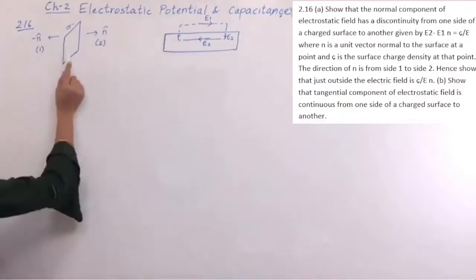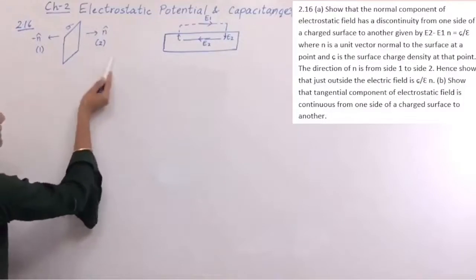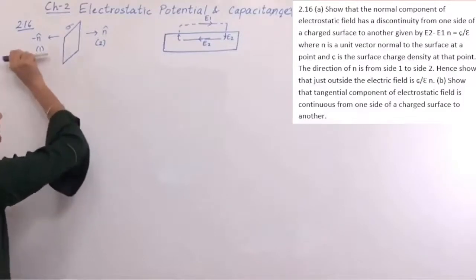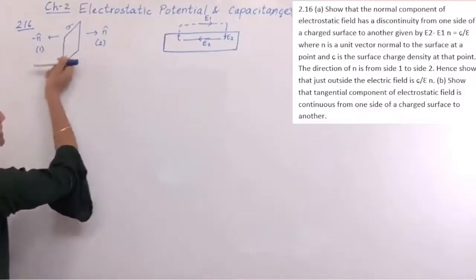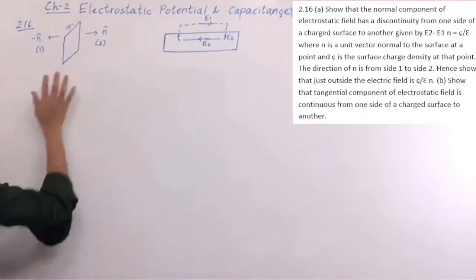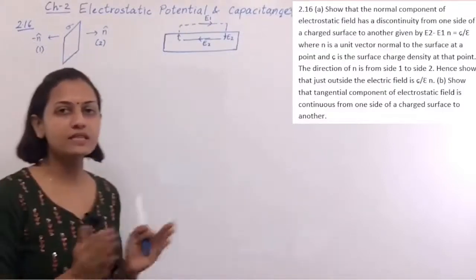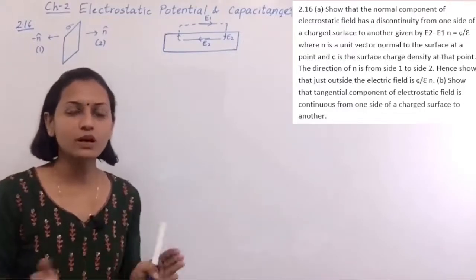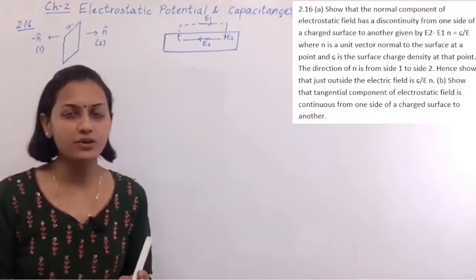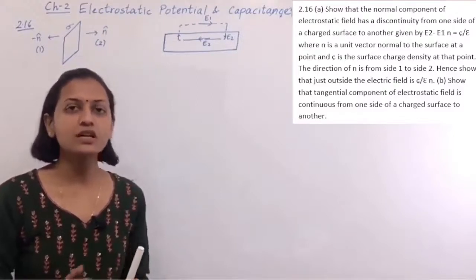See, such an arrangement has been given. A plate which has surface charge density sigma, and on one side and the other side, some direction n cap has been given. The direction of n cap is from 1 to 2. So obviously the opposite direction will have a minus sign, minus n cap, right? Suppose we want to find the electric field on side 1 and side 2, and then we will see whether E1 and E2 are the same. If both are the same, then we will say that it is continuous. But if they are different, then it is not continuous.